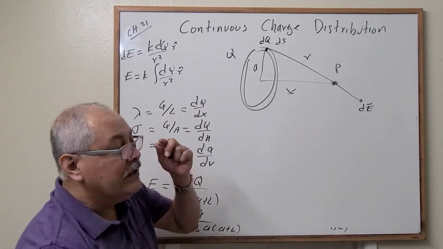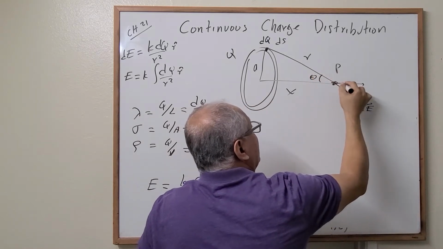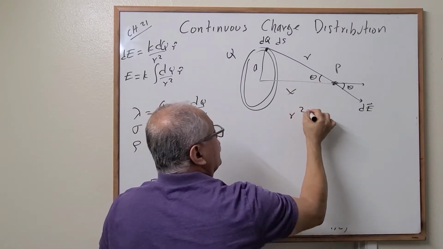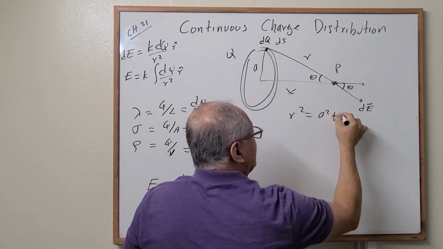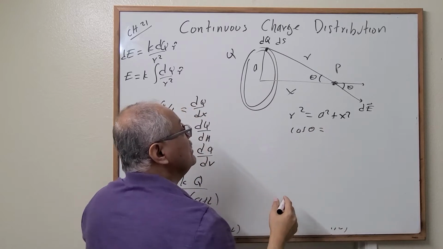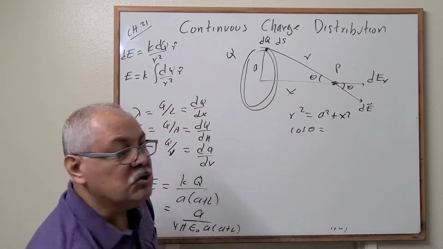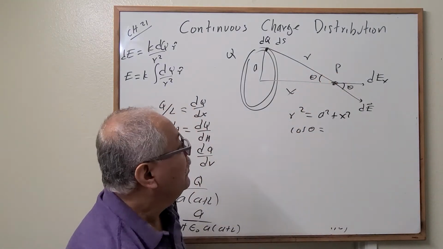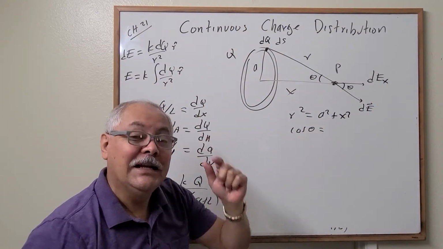In this case, we are interested in the x direction. If this is theta and this is theta, we have that r squared is equal to a squared plus x squared. Also, cosine theta is for the component in the x direction. The y direction is 0, since the components cancel each other. Only in the x direction do we have a net electric field.